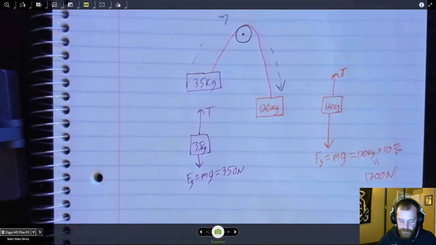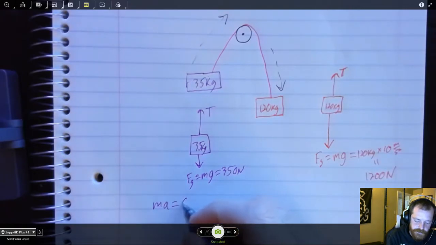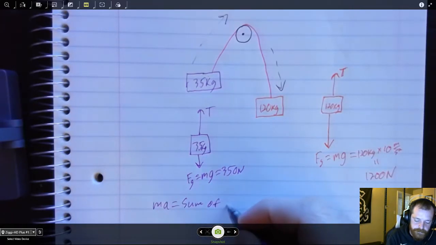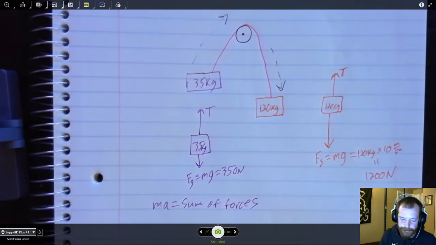Is we could write our net force equations now. Now our net force equation, remember, is just your mass times acceleration is equal to the sum of forces. And this is the equation I'm going to use for almost all of these problems. Almost every single one.